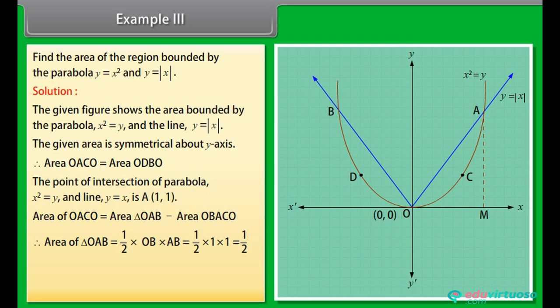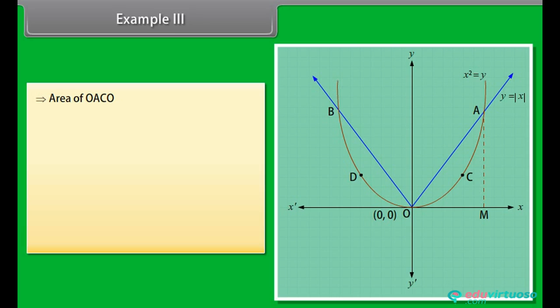Therefore, area of triangle OAB equals 1 upon 2 into OB into AB, equal to 1 upon 2 into 1, equals 1 upon 2. Area of OBACO is equal to the integral from 0 to 1 of y with respect to x, equal to the integral from 0 to 1 of x squared with respect to x. By solving, we get area of OBACO is equal to 1 upon 3.